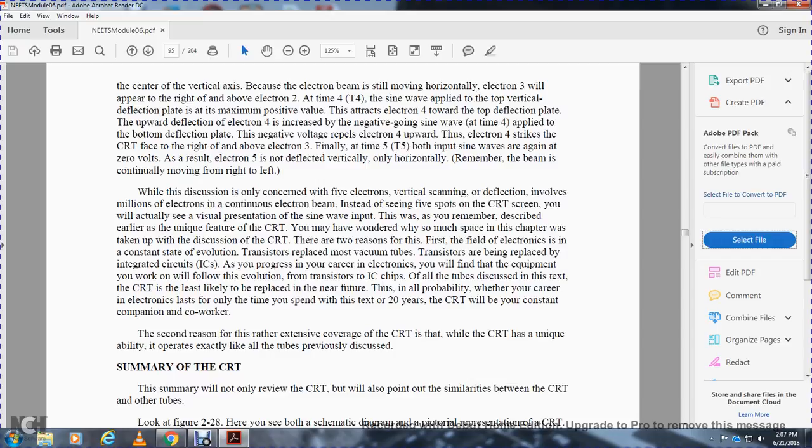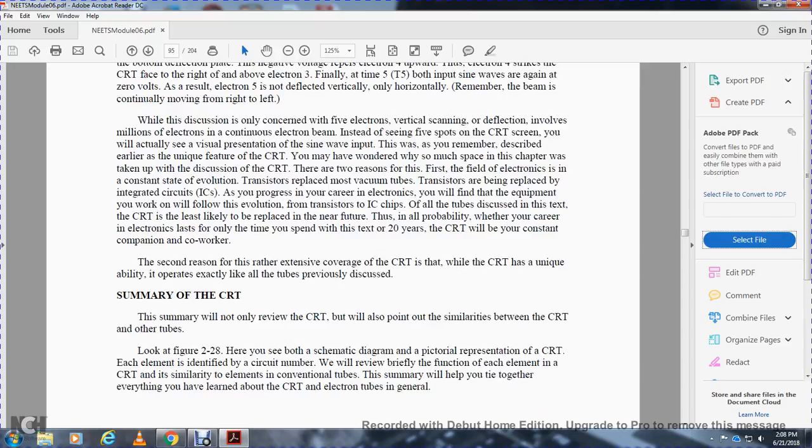Of all the tubes discussed in this text, the cathode ray tube is the least likely to be replaced in the near future. In all probability, you will have it throughout your electronics career. Over 20 years, the cathode ray tube will be a constant companion and coworker. The second reason for the rather extensive coverage of the cathode ray tube is that it has a unique ability to operate exactly like the tubes previously discussed.